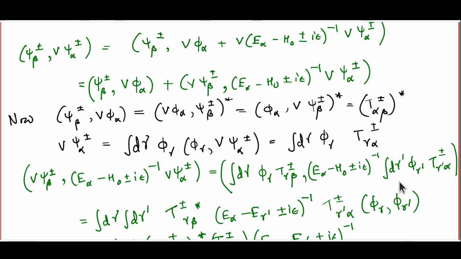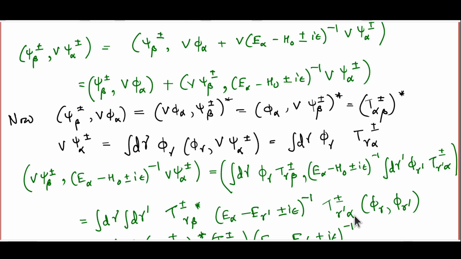This of course becomes a double integral over both gamma and gamma prime, with T plus minus gamma beta's conjugate coming out. Remember, the inner product is antilinear in the first factor. And let me warn you, this is the opposite convention to the one which the mathematicians use. This is the one which physicists use about the inner product in a complex vector space. And it's again linear in the second factor.